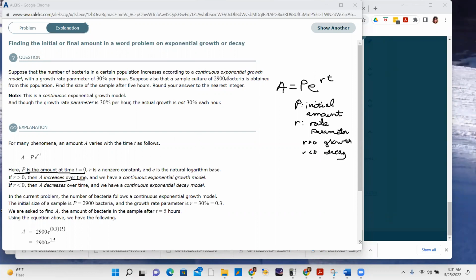So basically, we're just going to be sticking things into this formula. A is the amount at time t, so A is a function of time. And usually we know what that rate parameter is.